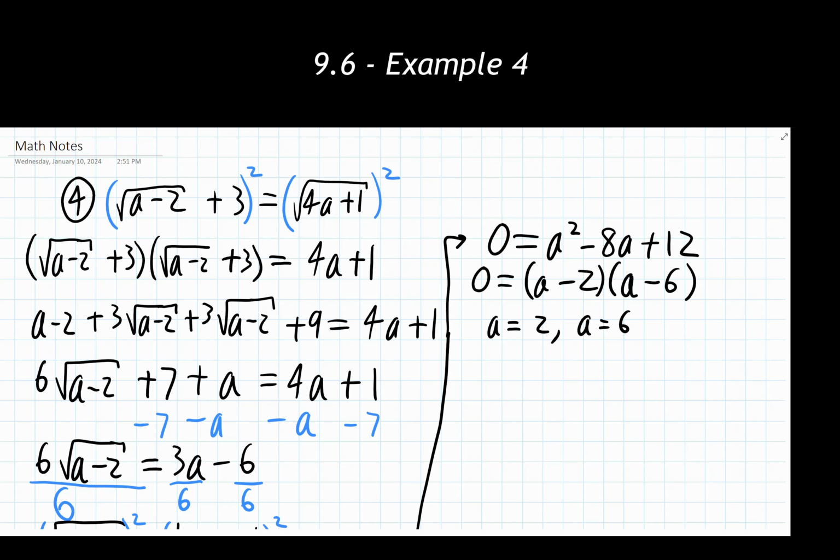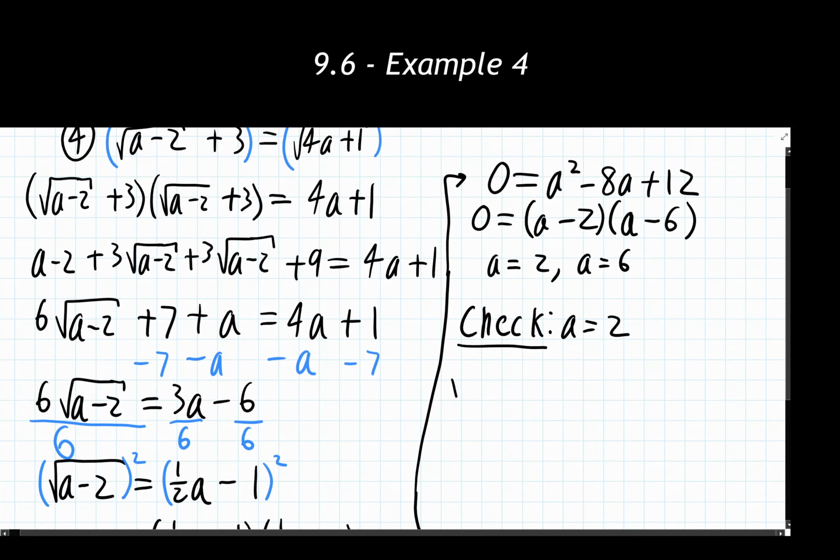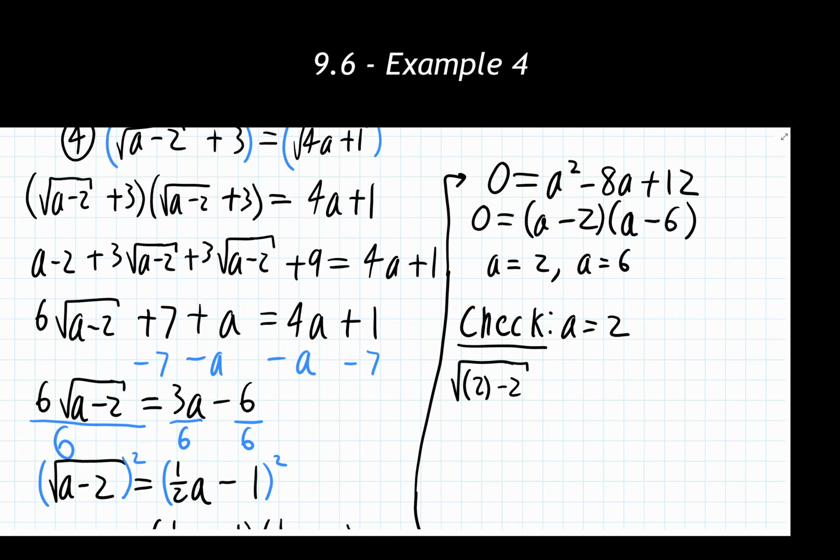And now I need to go through and check these things. Again, when you're going through and checking these, you can only do one at a time. You are welcome to use a calculator to help speed up this process if necessary. So I'm taking the square root of 2 minus 2 plus 3 equals the square root of 4 times 2 plus 1. So simplifying the left side down, I'm getting the square root of 0 plus 3. Left side is just going to be 3.